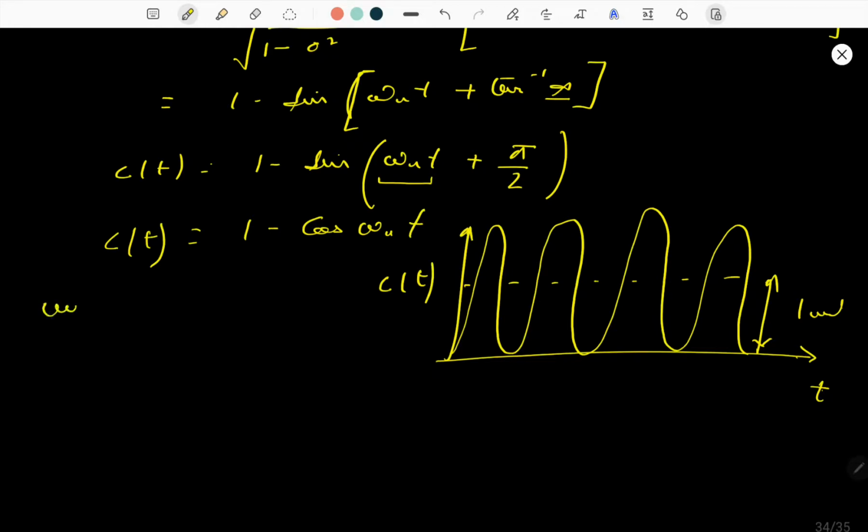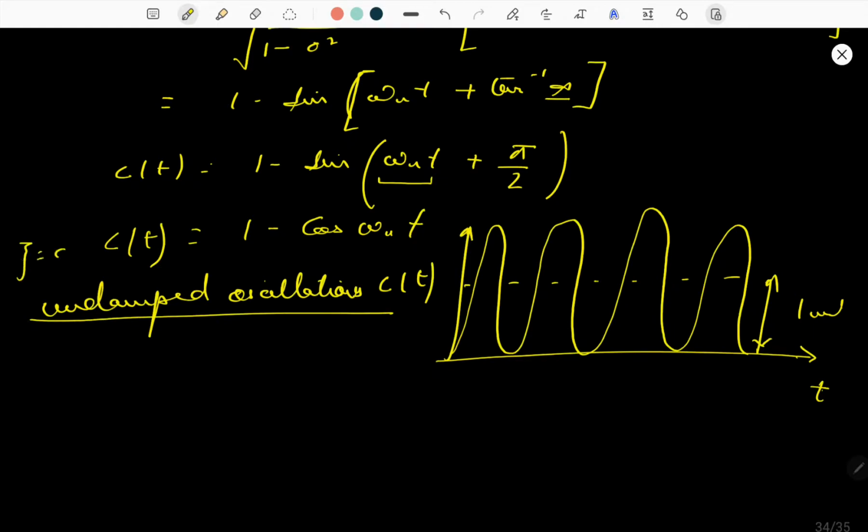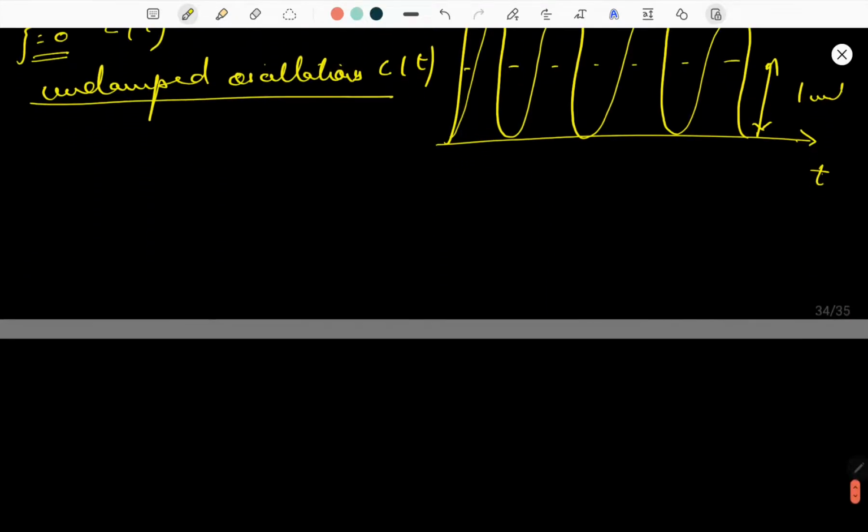So we are getting undamped oscillations when zeta is equal to 0. Okay, so this is the second condition. Now we are going to have the third condition, and we have to do a detailed simplification. So the third condition is C, which is zeta is equal to 1.